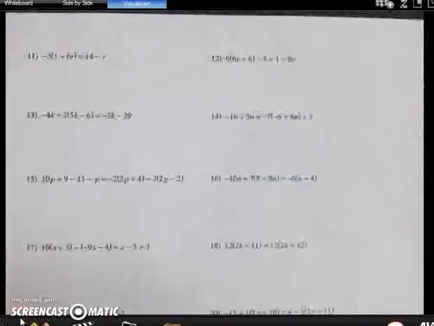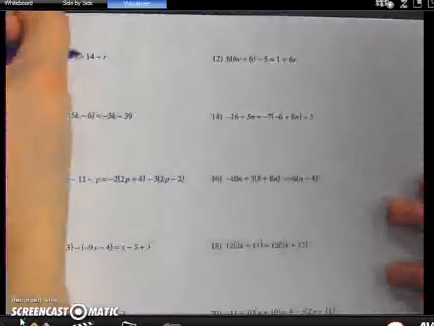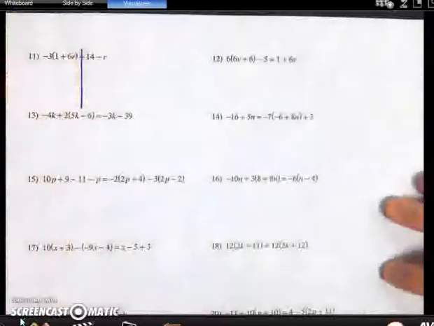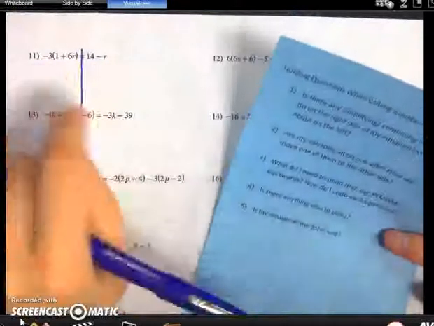So I'm going to do the first two problems with you to help you get started, and then you can try the others on your own. You should be copying this down. If there's not enough space here, you can certainly do it on the back or on a separate sheet. So looking at 11, I'm going to put a line through my equal sign so I can see the two sides of my equation.